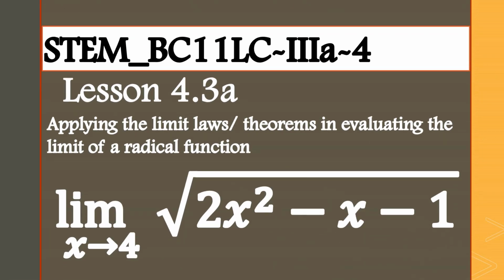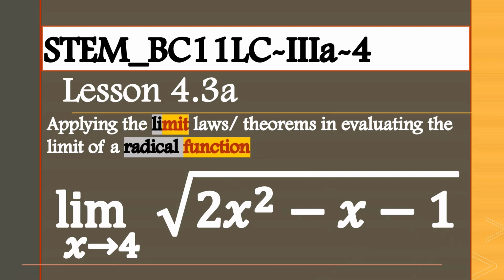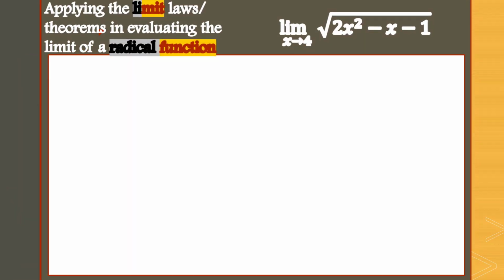Let's evaluate the limit of this radical function by applying the limit laws. This can be considered a radical function because we have a radical expression here. So we have the limit of this function, the square root of 2x squared minus x minus 1, as x approaches 4. To illustrate the limit laws, we're going to show two different steps.